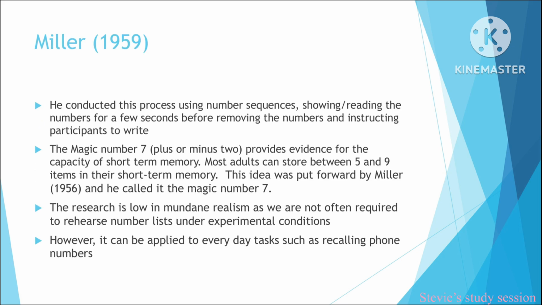So Miller is a piece of supporting research you can use. Do you know how earlier on I said that the short-term memory's capacity was 7 plus or minus 2? He was the person who found that. So Miller used number sequencing by showing participants numbers for a few seconds before removing the numbers and then instructing participants to write down what they could remember. Miller found the magic number 7 as discussed.